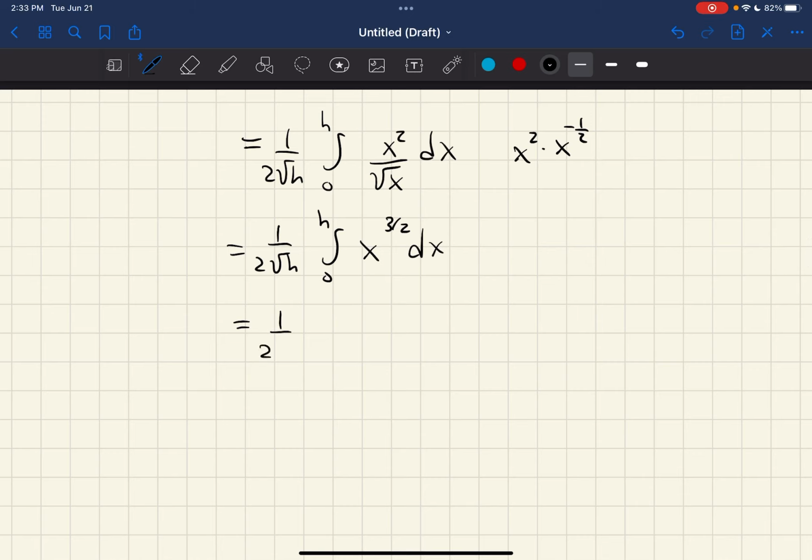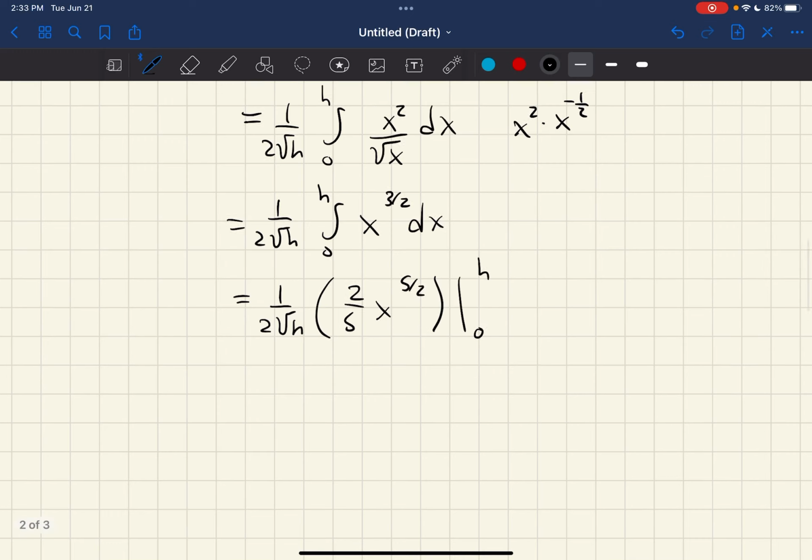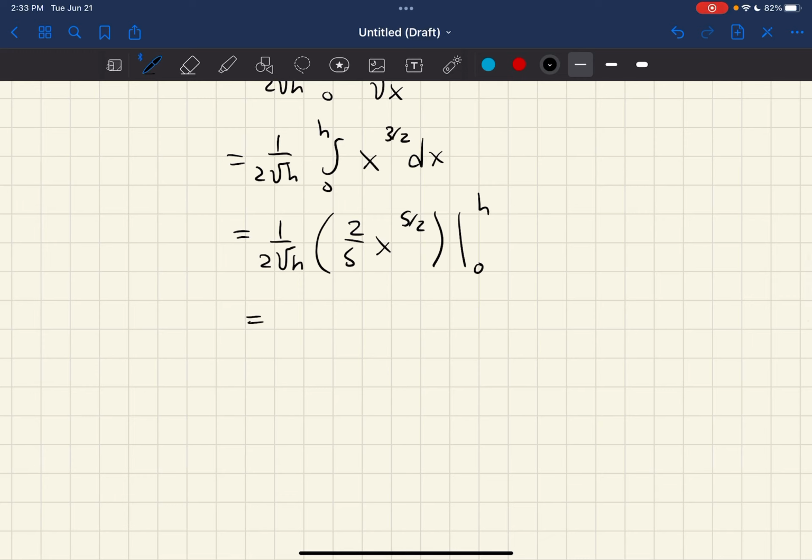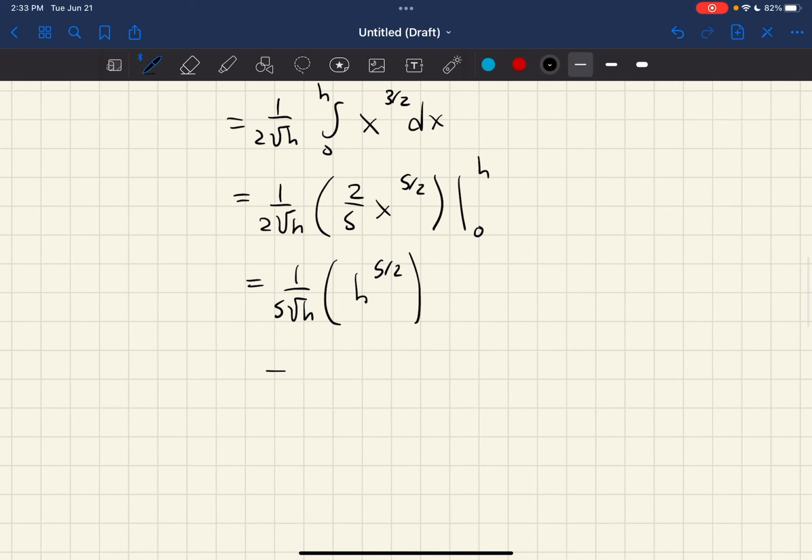And when you do this integration, you're going to get a 2 over 5 x to the 5 over 2 evaluated from 0 to h. And the 2 can cancel with the 2 in the denominator out front, so you're going to be left with 1 over 5 root h times h to the 5 over 2 minus 0. And once again, h to the 5 over 2 times h to the minus 1/2 is equal to h squared. So you get h squared over 5 as the expectation value of x squared.